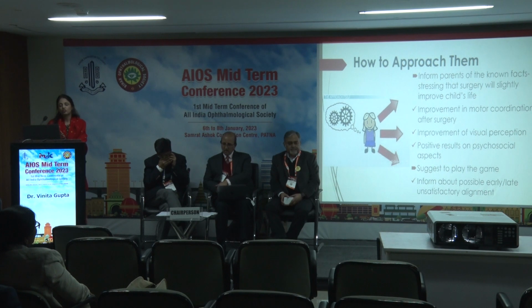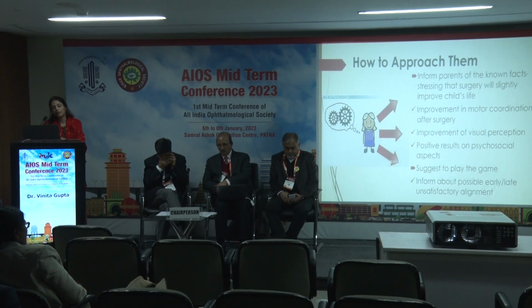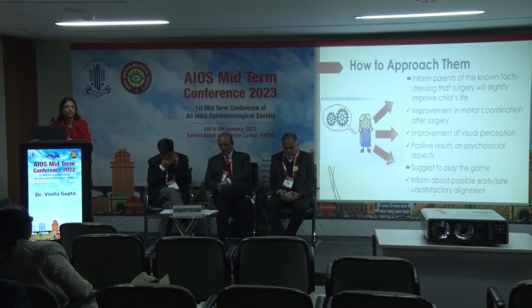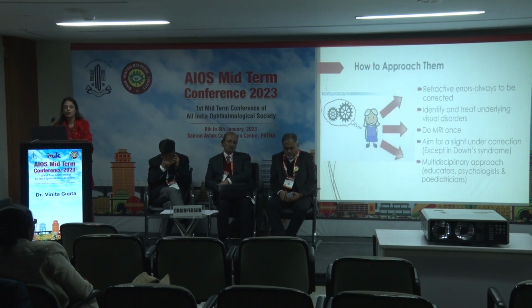So how to approach these children? Obviously, you have to have thorough involvement of the parents and the caretakers. Take them into your full confidence. Tell the parents that improvement in motor coordination and visual perception would be there for the child after the surgery, and this will have a positive impact on his psychosocial development. But at the same time, inform the parents that there may be early as well as late misalignments or unsatisfactory alignments.